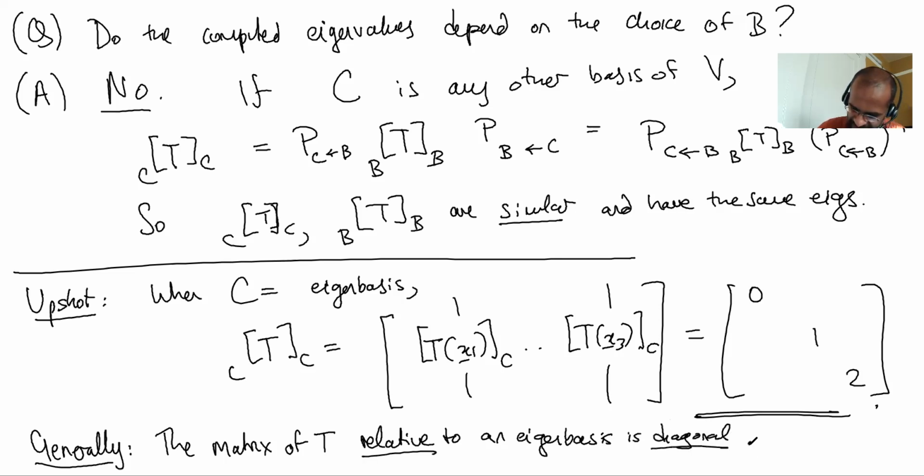And this really answers that question we asked a few lectures ago. What is the best basis with respect to which to describe a linear transformation? It's the basis of eigenvectors. So any questions about this? Okay.